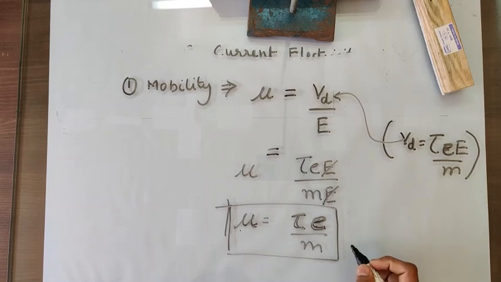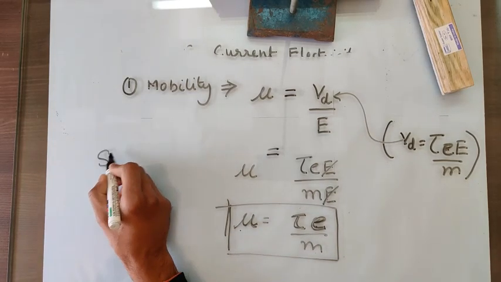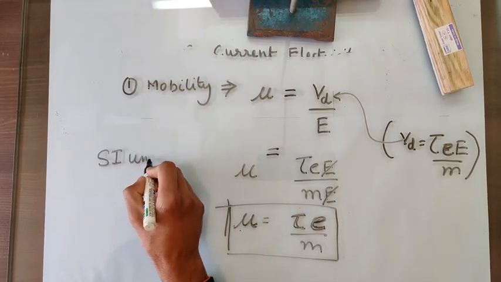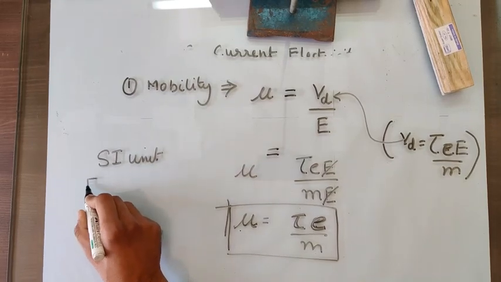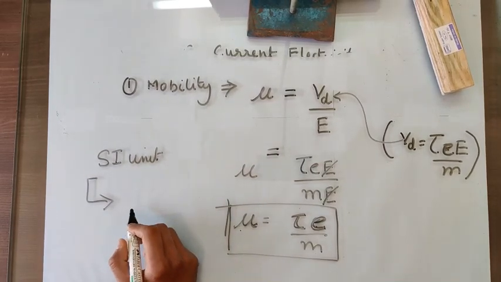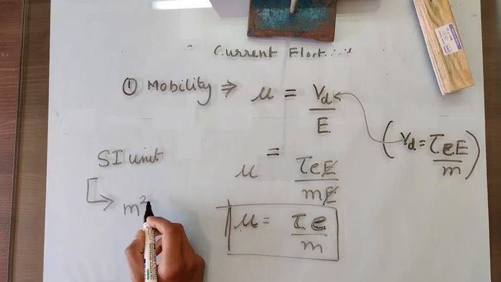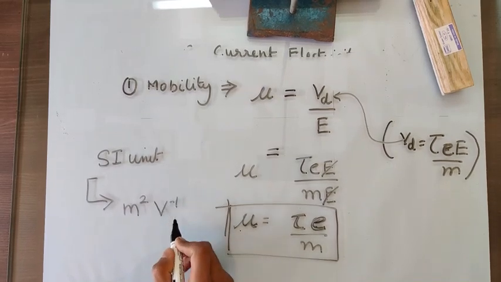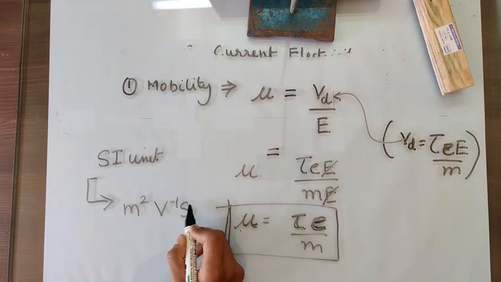So the SI unit of mobility is meter square per volt per second.